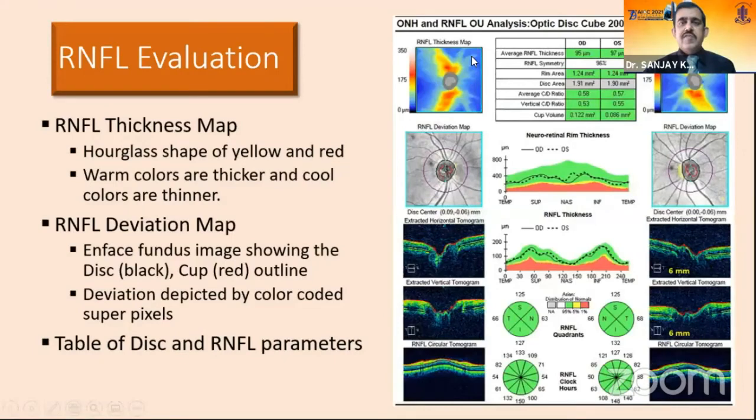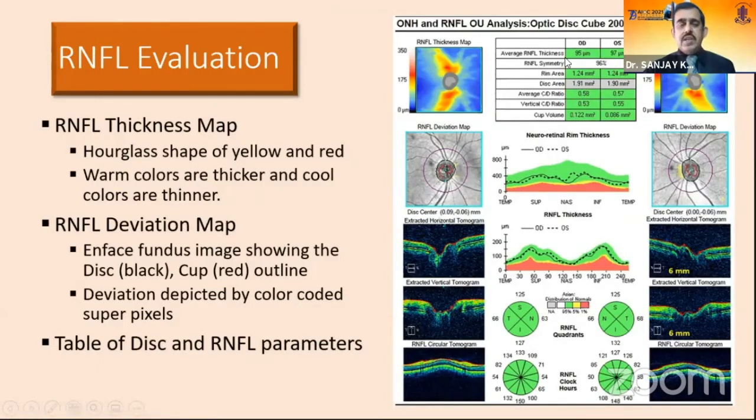Then we come to the RNFL thickness map. It typically shows an hourglass pattern of yellow and red colors over here. The warmer colors are thicker, and we have a color reference scale in microns on the left. Then we go on to the RNFL deviation map. Basically, it's an en face fundus image which gives the disc outline, the cup outline, and the calculation circle. It depicts the deviation from the normative database by color-coded superpixels.